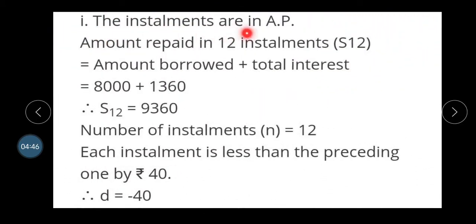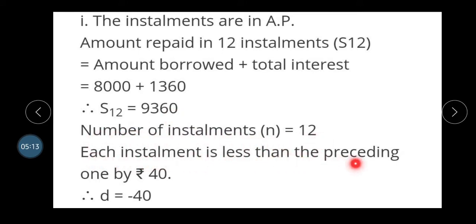The installments are in AP. The amount repaid in 12 installments, that is S12, is equal to the amount borrowed plus the total interest. That is what I told you, principal plus interest. So 8,000 plus 1,360 is giving us 9,360. This becomes our S12 because we are paying in 12 installments. Number of installments n is equal to 12.